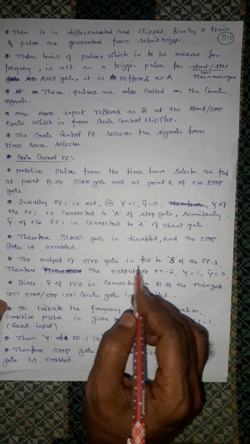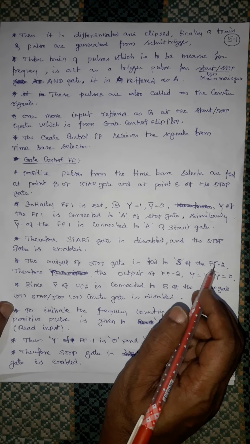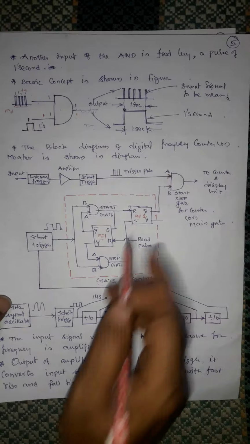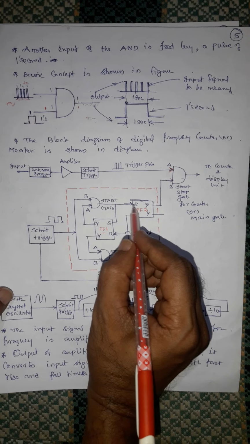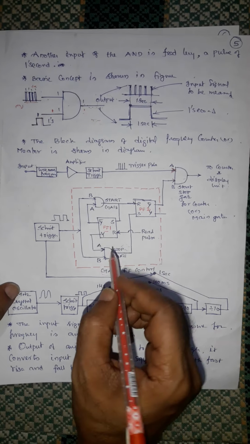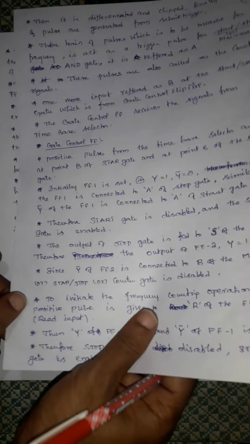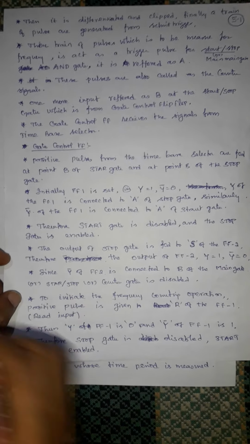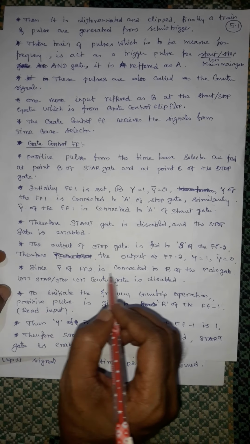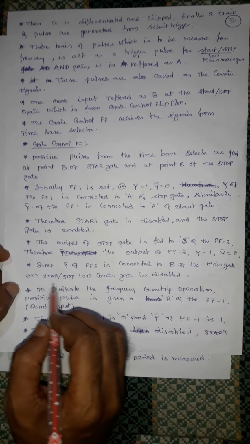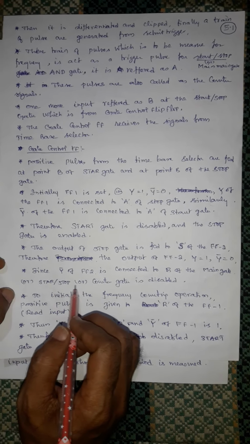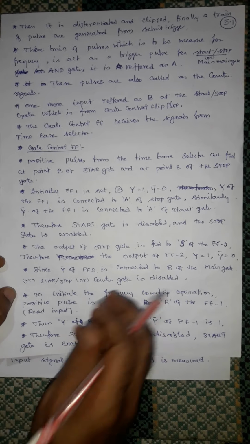The output of the start gate is fed to s of the f of 2. The start gate output is given to the OR gate, and the output of the stop gate is given to s of the f of 2. Since the y bar of f of 2 is connected to b of the main gate, the start-stop gate counter is disabled.